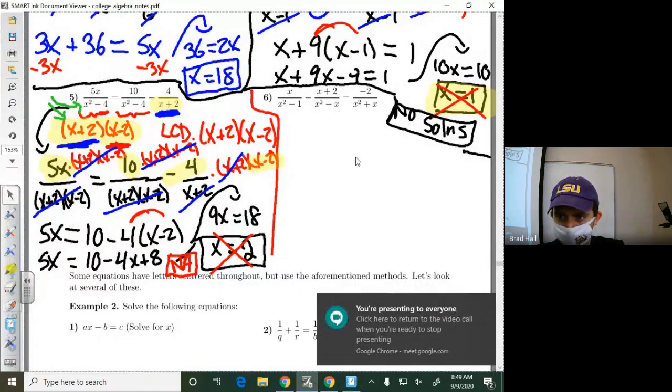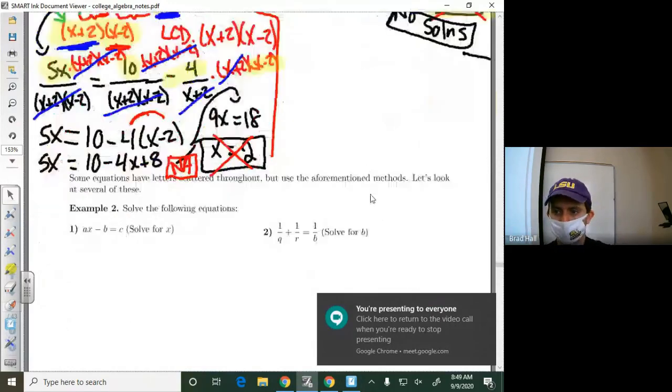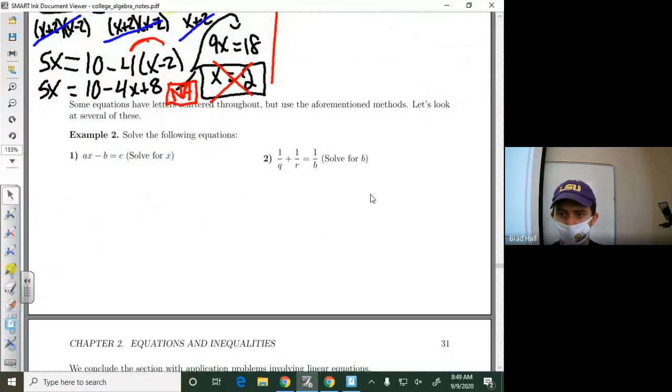So 6, I just did problem 6 just now. So we'll move on to some of the symbolic stuff. Symbolic meaning there's a bunch of symbols, and there's about 4 of them in your homework. I'll do 2 of them because they get a little tricky.